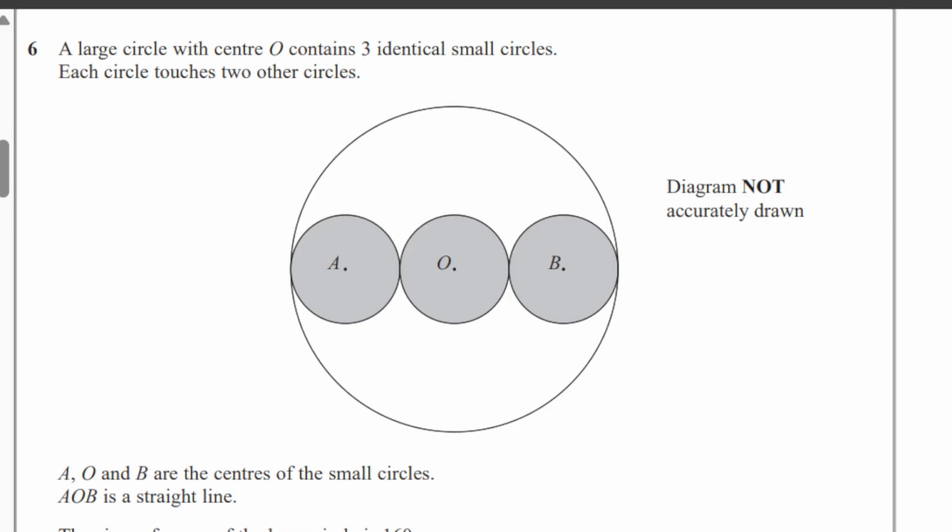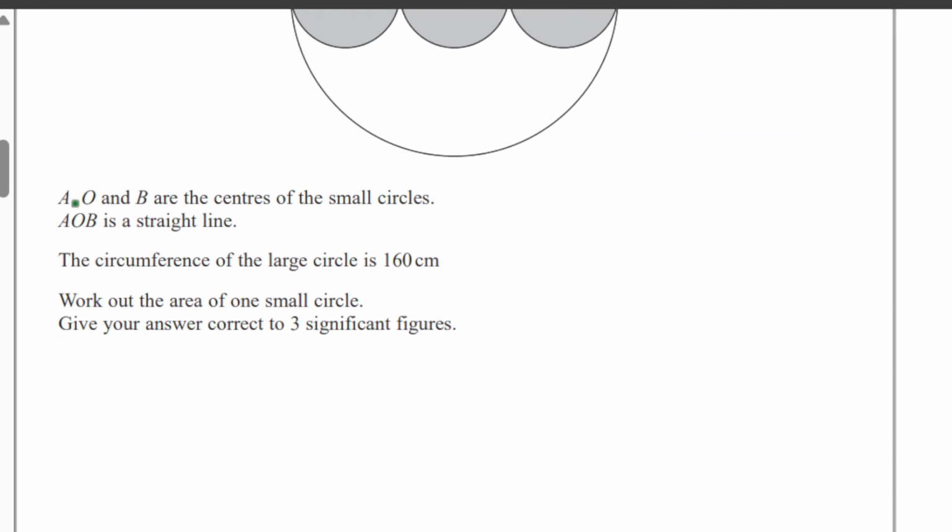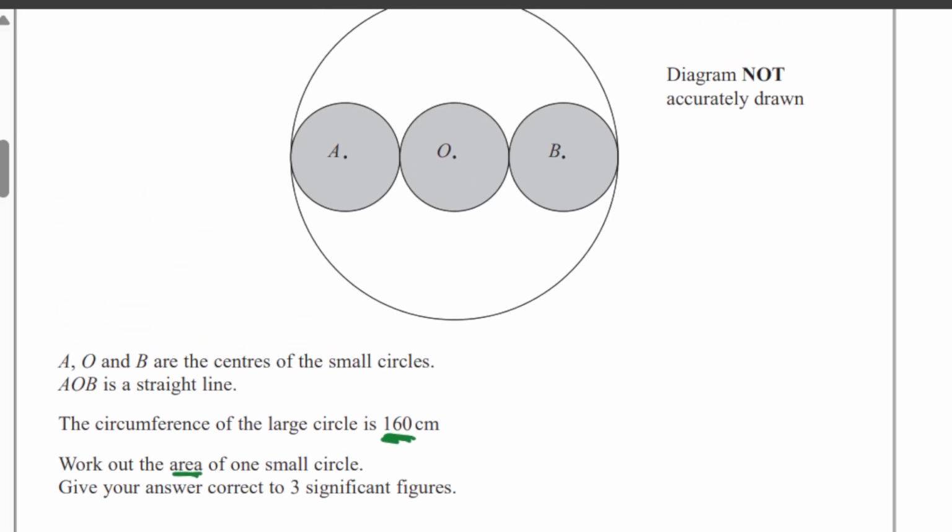Now the question says a large circle with the center O contains 3 identical small circles. On this shape here, there is a large circle and there are 3 small circles in there. Each circle touches 2 other circles. Alright. Now they say A, O, and B are the centers, and this is not important for us. The circumference of the large circle is 160. And then they ask you to find the area of one small circle.